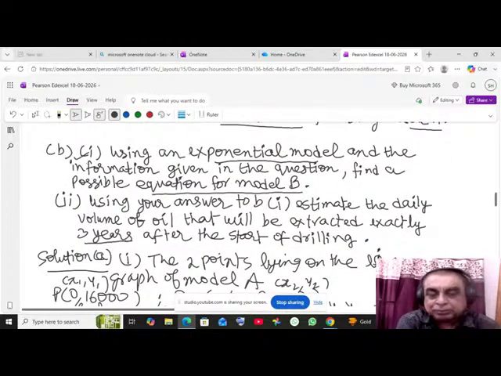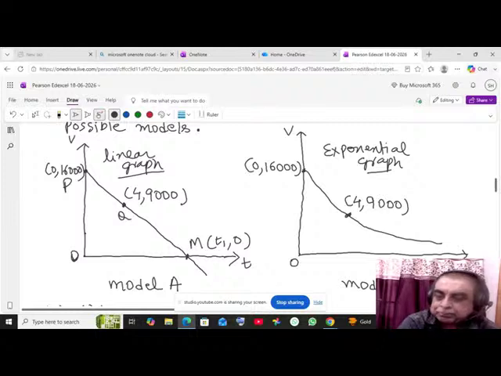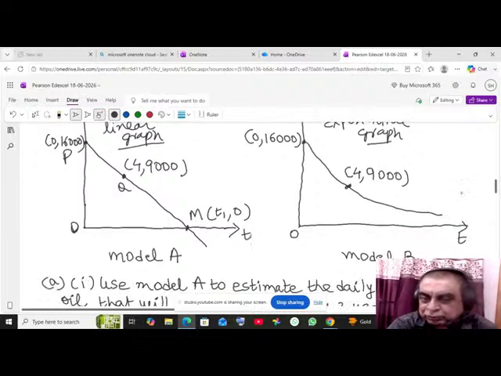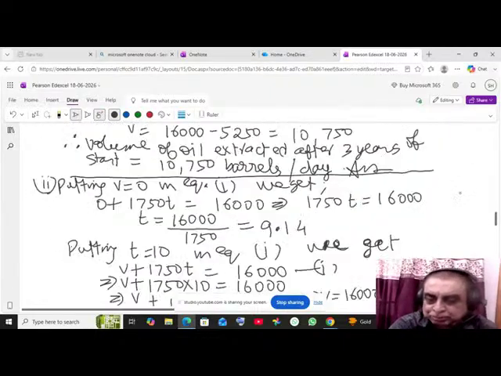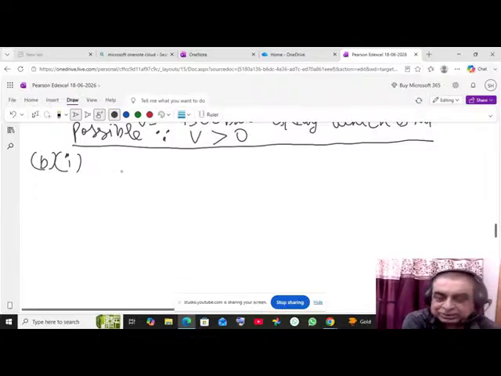Now, in the B part, what does it say? First part of B: using an exponential model and information given in the question, find a possible equation for model B. So for model B, which is exponential, you will find the exponential equation of model B. I am doing the B part now. In the first part, it is asking what equation is followed by model B.